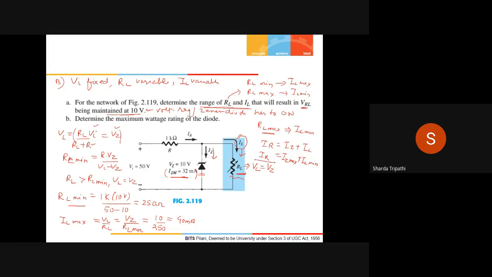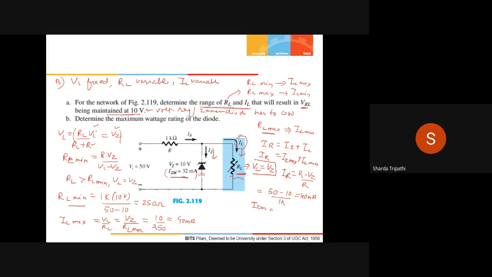I can calculate IR now. IR निकाल सकते हैं. This is simple. VI minus VZ by R. So how much will this be? VI is 50, VZ is 10, divided by R, which is 1K. So I have IR equal to 40 milliamperes.